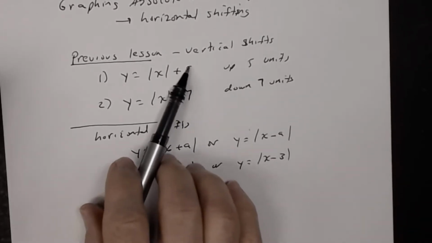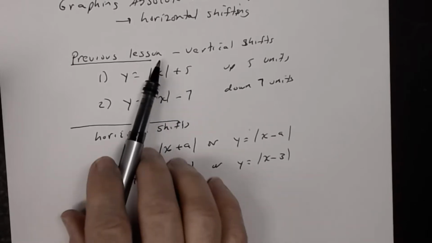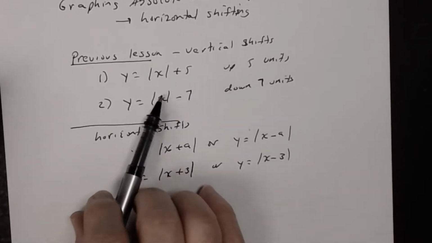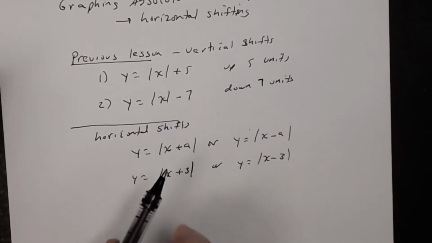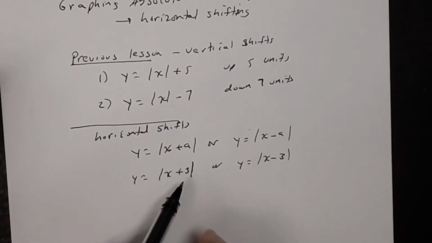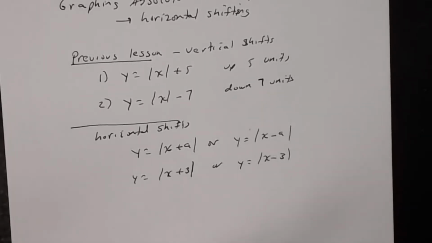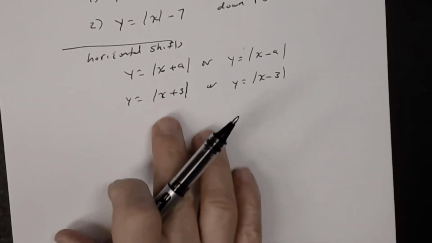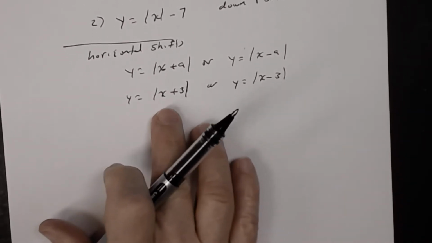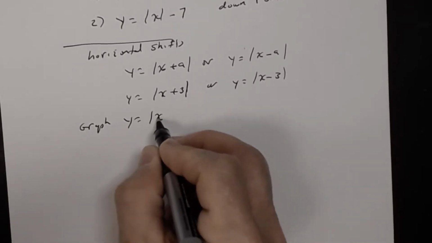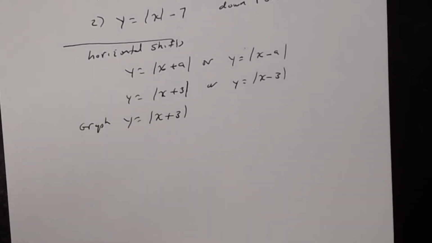Vertical shifts occur when the number's outside the absolute value bar. So you have absolute value of x and then plus 5, absolute value of x minus 7. So notice here, the number's on the inside. So that's not a vertical shift. That's a horizontal shift. So let's see what that looks like. Let's go ahead and do this one. Let's graph y equals the absolute value of x plus 3. And we're going to do this by using a t-table.